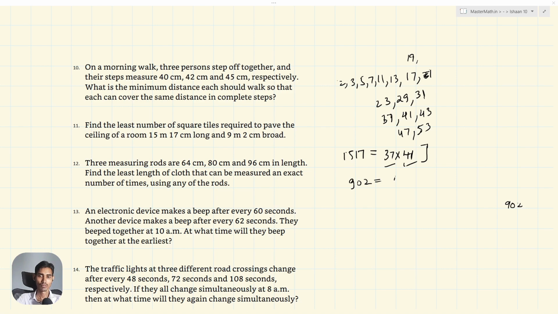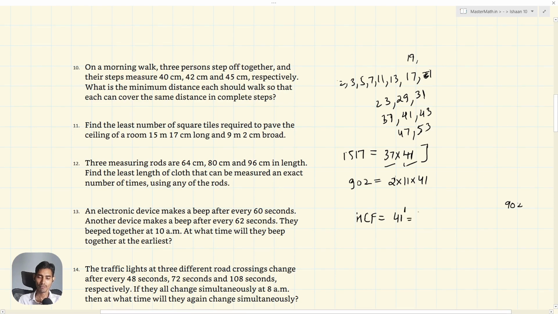Okay, sir. 22 times 41 equal to 902. Okay, so 2 into 11 into 41. We want everything in prime factors. So now what is the HCF? HCF is the least powers. So 41 into... that's all.